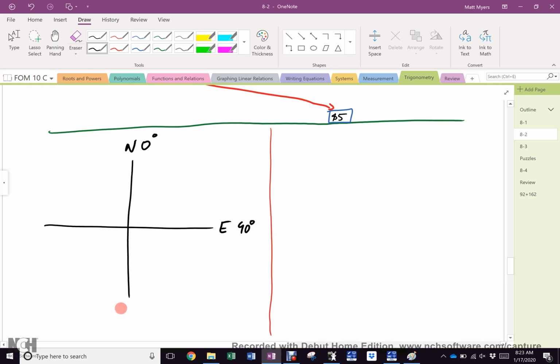What's this one? 180 degrees, and that is straight south. What's this one? 270 degrees, and that's straight west. Everybody should be cool with the straight ones, right?